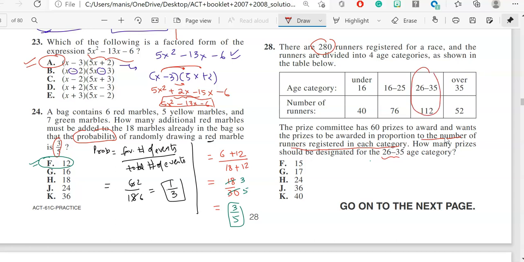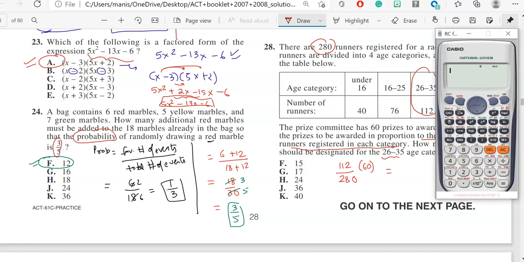So first of all, let's find it over here. 112 over 280, and you multiply this by the total number of prizes, that's your 60. You can use your calculator for this, and let's see what our answer is. So let me pull up my calculator. I'm using the fraction button over here: 112 divided by 280 and times 60.